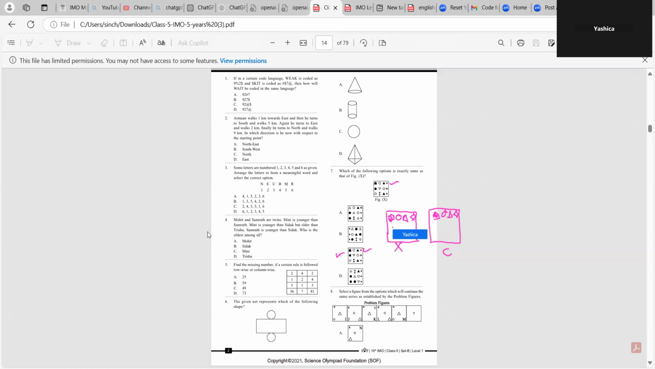Then again there is a pentagon. So there is a pentagon in both of them. Then there is an upside down triangle which is there in both of them. Then in figure X there is a circle again, and in C also there is a circle. And the last in the row is a snowflake design which is there in both of them. So this row is also same. Now the last row.